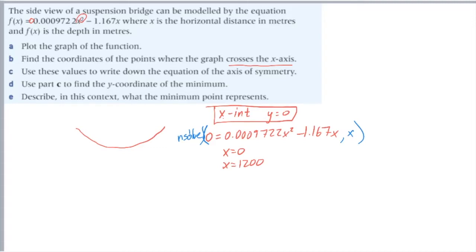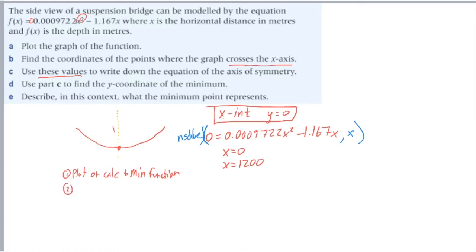Okay, letter C asks us to use these values to write down the equation of the axis of symmetry. Well, the axis of symmetry, remember, is a line that goes straight through the middle of my graph. Now, how do I use the x-intercepts to help me get that? Now, you may know some other ways to get the middle of your graph. You may know that you can plot it on your calculator and use the minimum function. That would give you the center of the graph. It would give you the vertex there, which you could get that symmetrical line from.